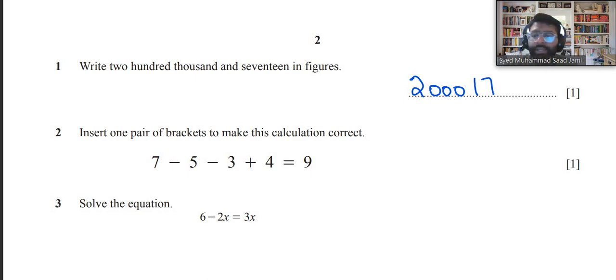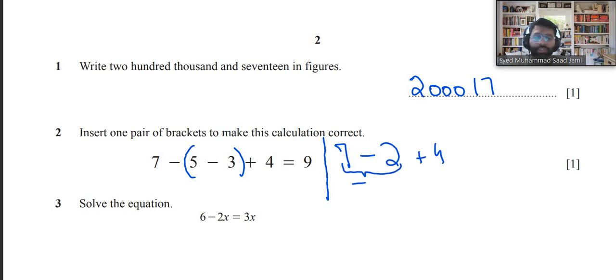Okay. Next question says insert one pair of brackets to make this calculation correct. Basically the question is saying add brackets so that your result is 9. Okay. If you look at this question, if I add brackets over here, so what will it become? 7 minus 5 minus 3 is how much, guys? It's 2 plus 4. 7 minus 2 is 5 and 5 plus 4 is 9. So basically you guys have to add brackets over here.